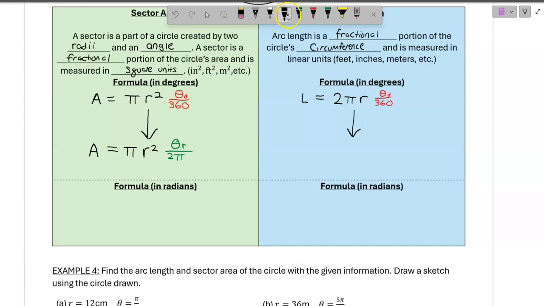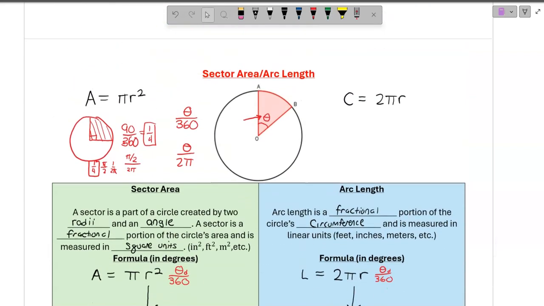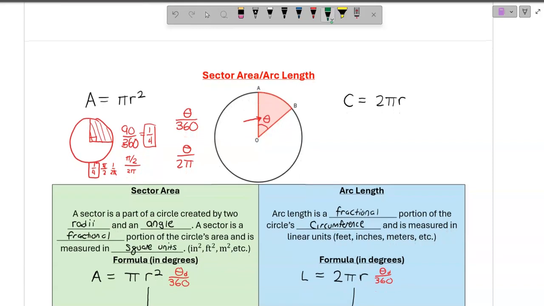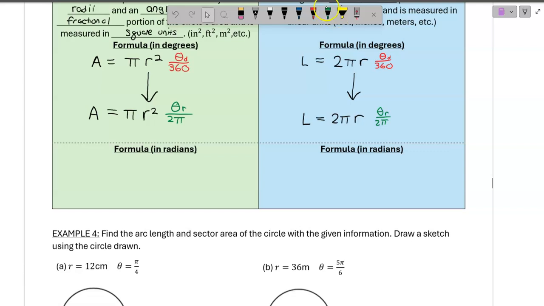If we talk about the arc length in radians, instead of theta in degrees, it would be theta in radians over 2 pi, just like we mentioned above. Theta over 360 is the fractional portion of the circle in degrees. Theta over 2 pi, because 2 pi is a complete revolution of a circle, is the fractional portion in radians. When you simplify this, the pi's are going to cancel.